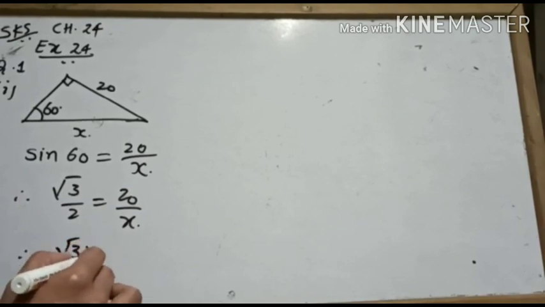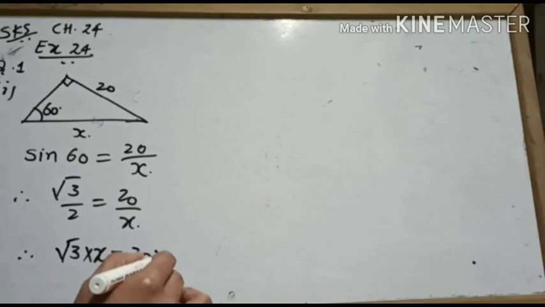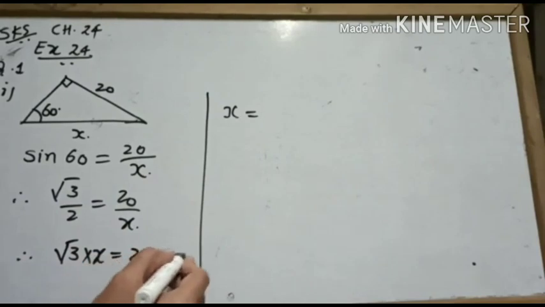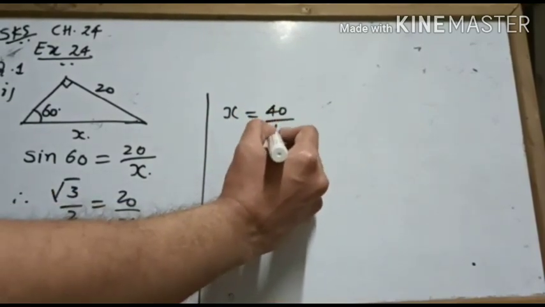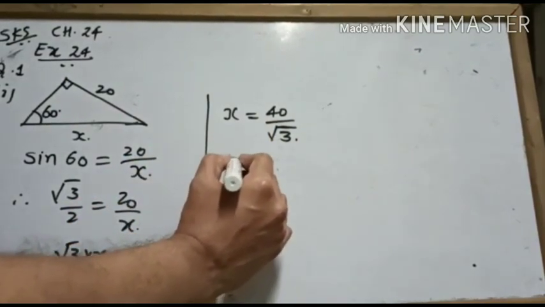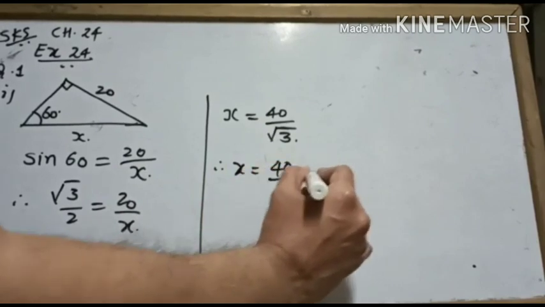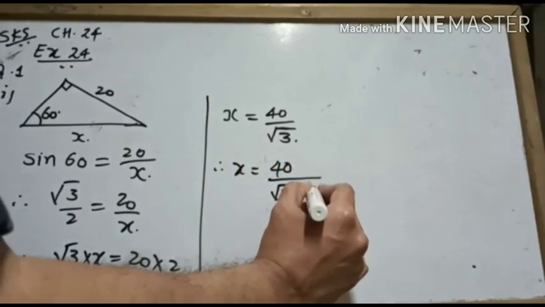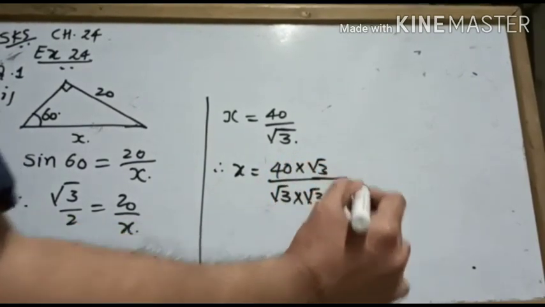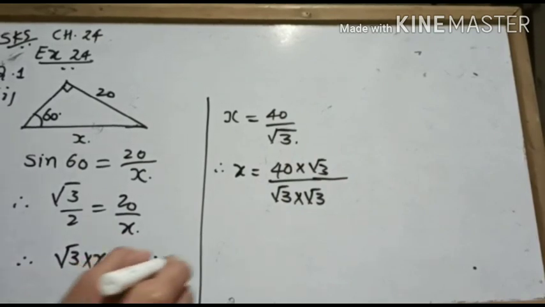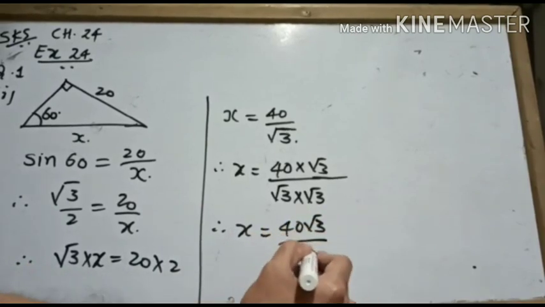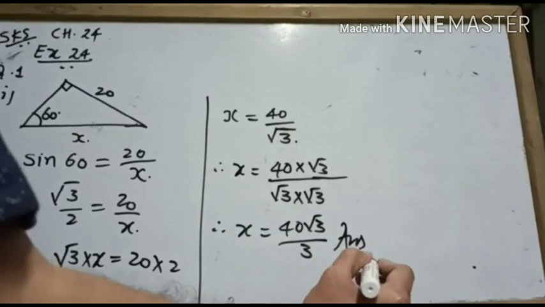So root 3 into x, I am doing cross multiplication, is equal to 20 into 2. X will be equal to 20 twos are 40 over root 3, and as you know, generally we do not keep the denominator as an irrational number. So what I will try to do is rationalize the denominator. Root 3, here I am multiplying by root 3. If I multiply the denominator by some number, the numerator has to be multiplied by the same number. So your value of x will be equal to 40 root 3 over 3. This is your final answer for this particular question.